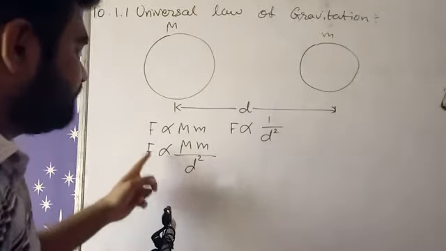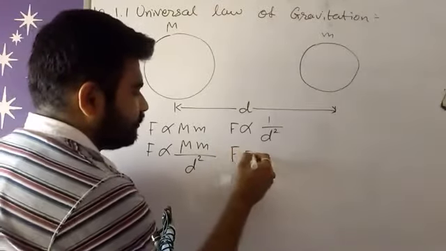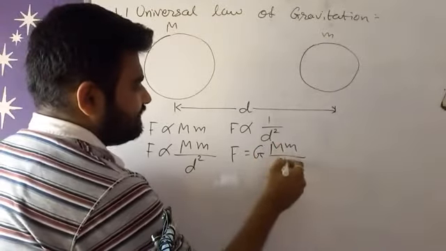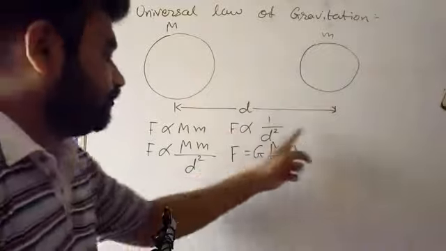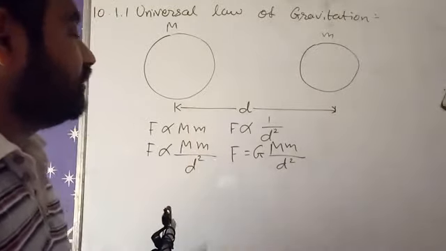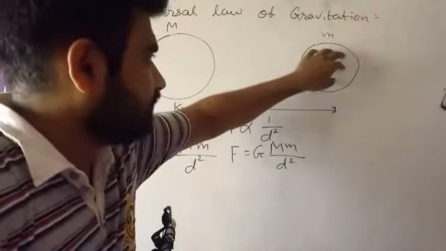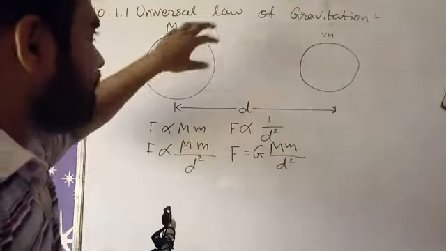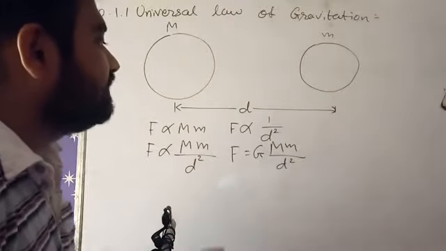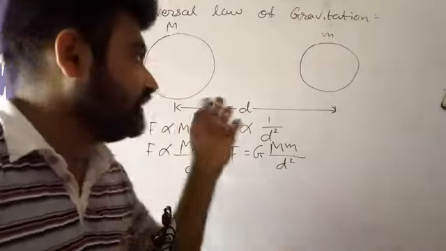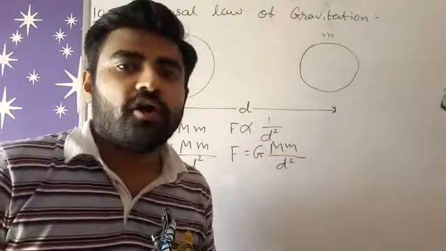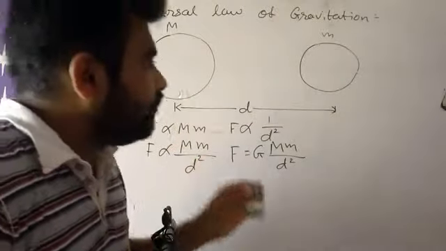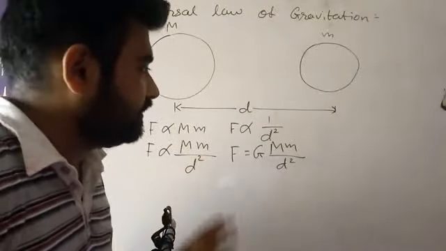So if I remove this proportionality sign, there will be an equal to sign and one constant, which is capital G, so F is equal to G M m upon d square. This is the gravitational force. The gravitational force on this sphere by this sphere is similar to the gravitational force on this sphere by that sphere. Both have the same gravitational force because of Newton's third law of motion, that both exert equal and opposite direction forces on each other.